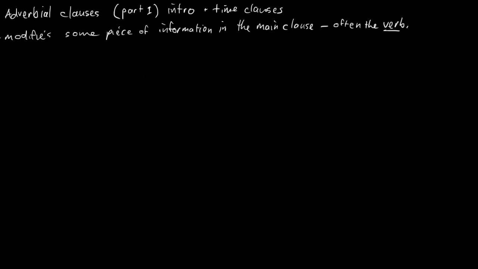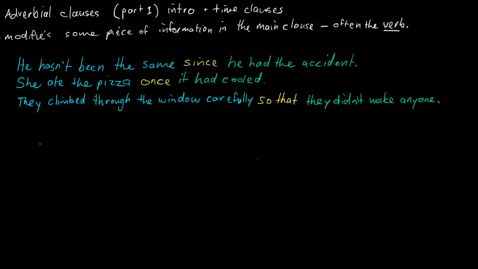Let's now go to some examples. So, he hasn't been the same since he had the accident. Now here we're using the blue color to indicate the main clause. So this is your main clause. And this is your adverbial clause here, including the "since". So that's adverbial.